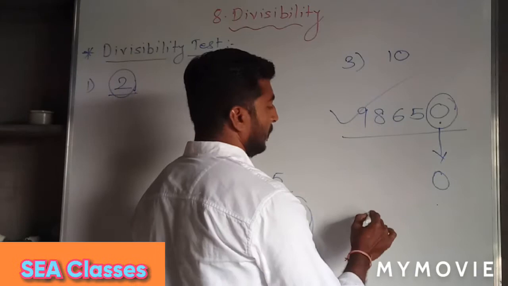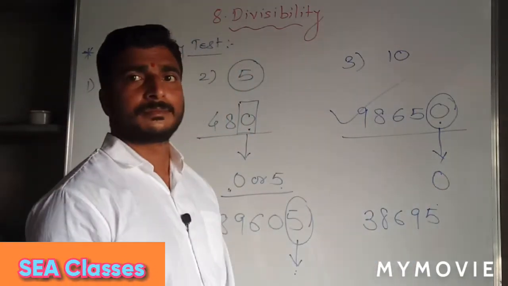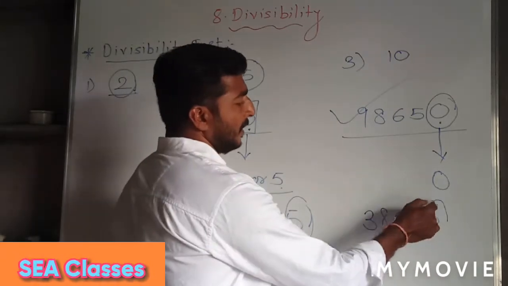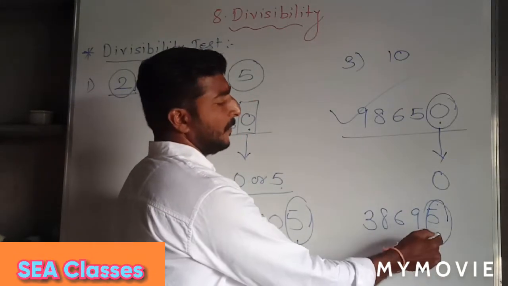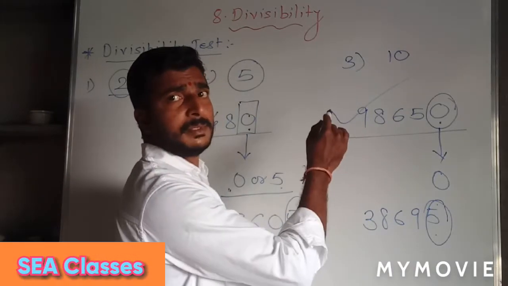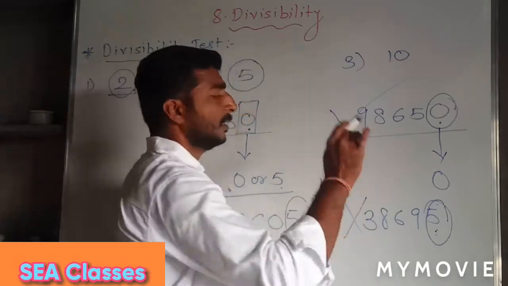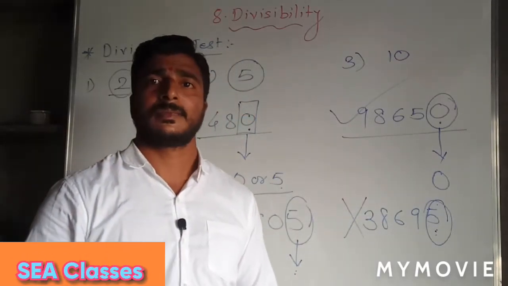One more example, 38695. Now you see the digit in the unit place of this number is 5. Will it be divisible by 10? No. What is the test of divisibility? There should be 0. It is not 0. So it is not divisible by 10.